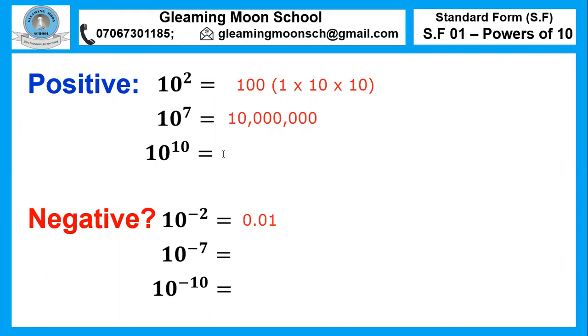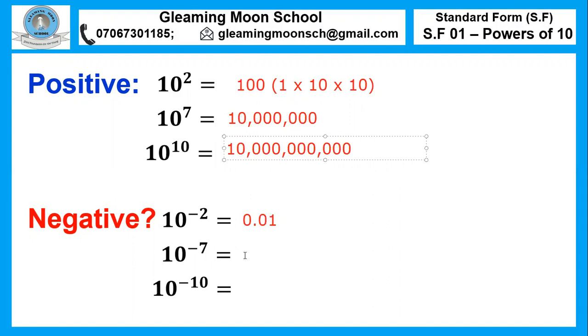Okay, and then 10 raised to the power of 10. Start from 1 and add 10 zeros. 1, 2, 3, 4, 5, 6, 7, 8, 9, and 10. And then count 3 backwards. 1, 2, 3, comma. 1, 2, 3, comma. 1, 2, 3, comma. Can you see that? We have 10 billion. Okay, so this first one, 10 raised to the power of 7 is 10 million, and 10 raised to the power of 10 is 10 billion.